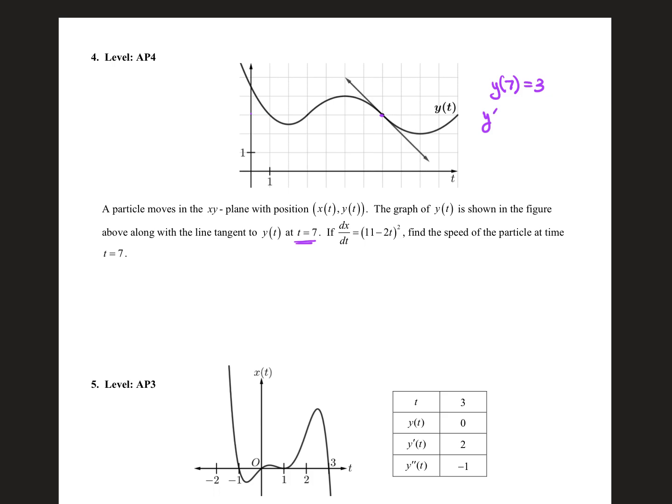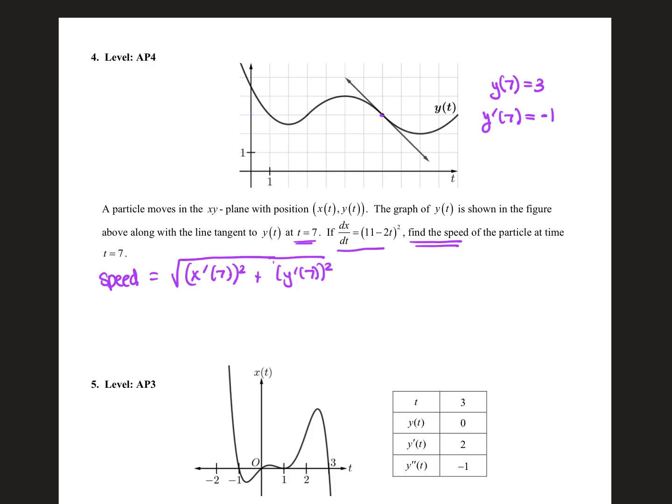We know the slope at 7 is equal to -1. I want you to find the speed of the particle. Okay, so let's see. Speed is the magnitude of velocity. So we're going to need both x prime and y prime. So we're going to need x prime at 7, and we're going to need y prime at 7, and squared.